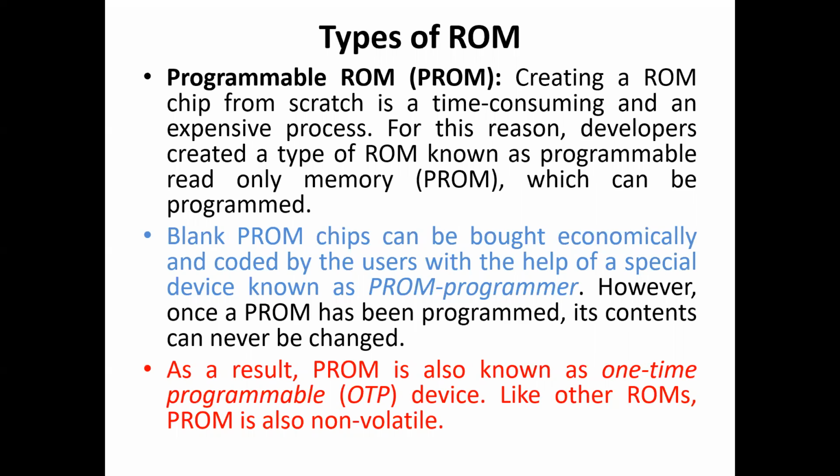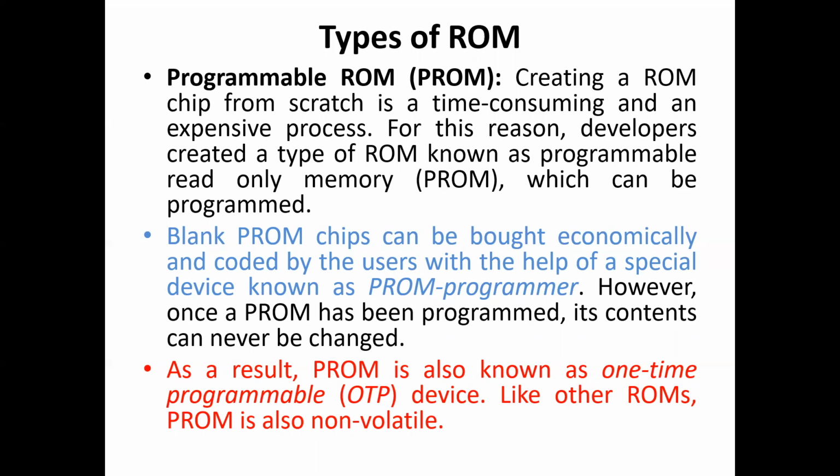Now, types of ROM. The first one is PROM, or we can say programmable ROM. It is creating a ROM chip from scratch. It means you have to start from the beginning, and it is a time consuming process, and it is expensive too, because you have to start from the very basic. The developer created a type of ROM known as the programmable read only memory, which can be programmed. Here you can make the program. So data stored in the PROM can't be altered.